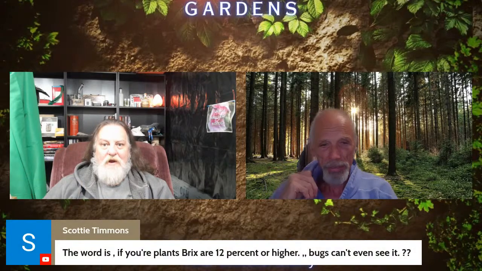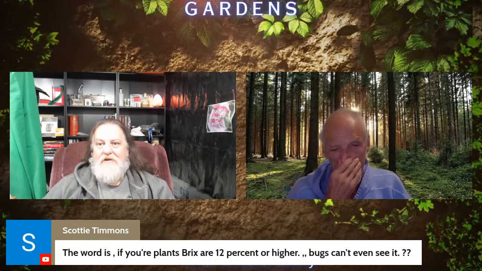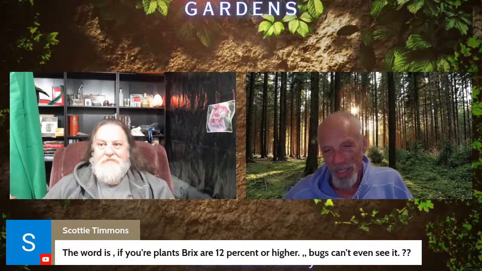They're all bound together. And by the way, Scotty said I want to get that one about the brix. The word is if your plant's brix is 12% or higher, bugs can't even see it. That's not true. They'll see it, but they'll notice. See, 12 is not really super high. Poor, average, good, excellent. So where do you think 12 would be at?